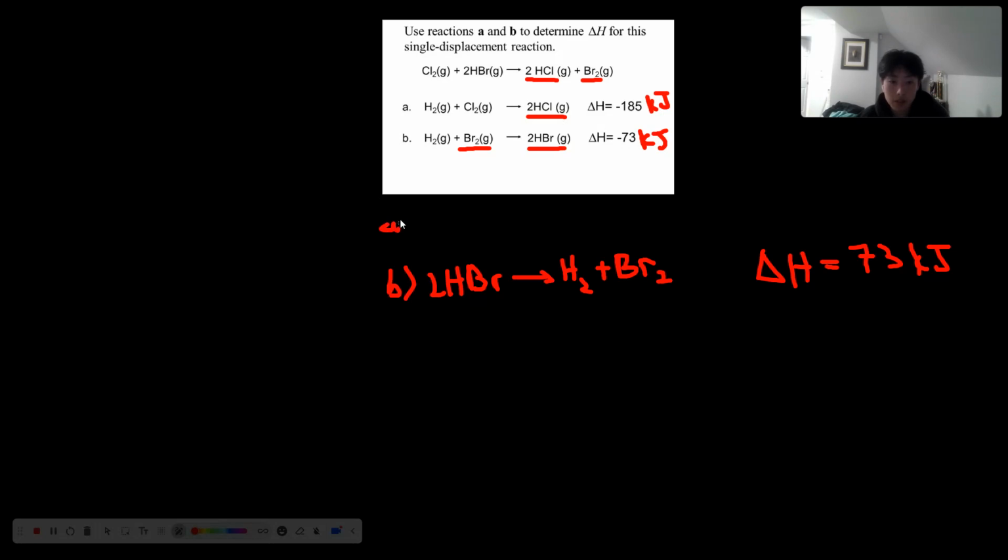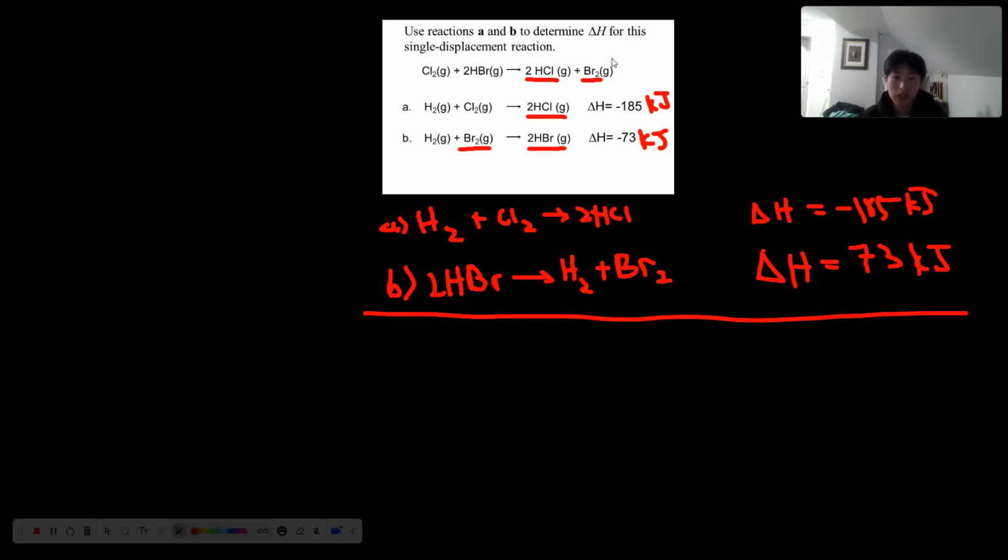And allow me to simply rewrite equation A: H2 plus Cl2 yields 2HCl. That's the original. And since we did not manipulate that reaction in any way, we can just leave it as negative 185 kilojoules.